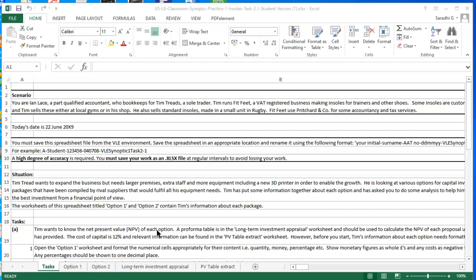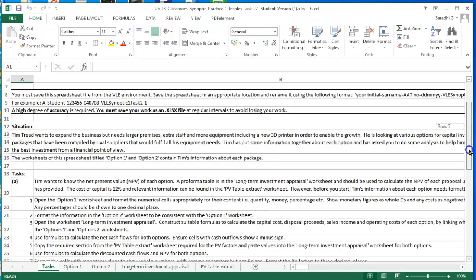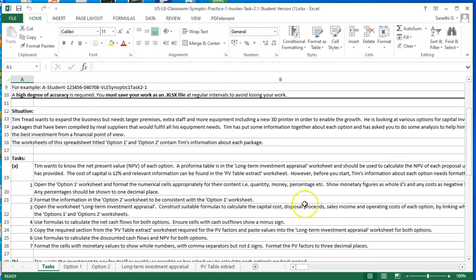Okay, so let's take a look. I am not going to go through the question. You should be reading that. I will directly go into the solution. According to task A, they want you to format all the data in option 1 and option 2 by showing negative signs and percentages, etc. And then in the long-term investment appraisal, they want you to calculate the NPV for both the options. So let's change the formatting first.